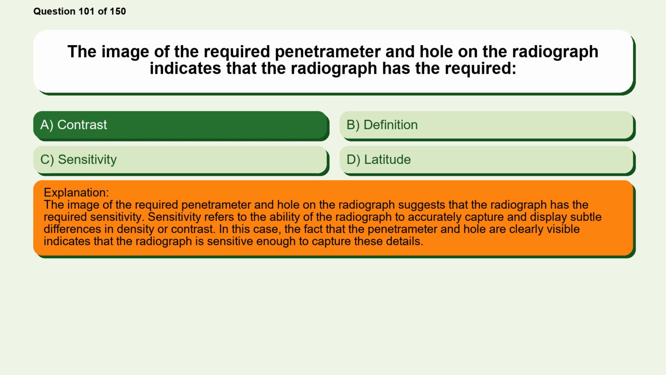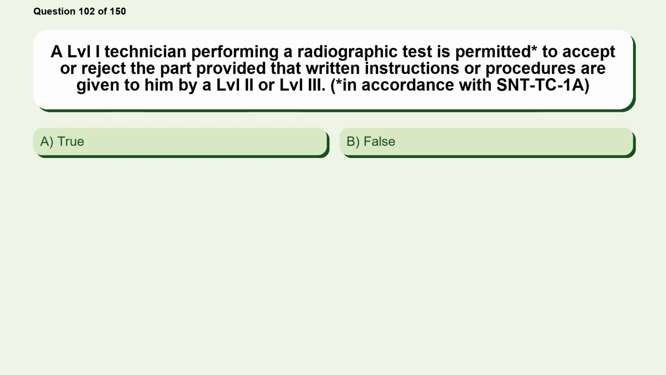The image of the required penetrometer and hole on the radiograph suggests that the radiograph has the required sensitivity. Sensitivity refers to the ability of the radiograph to accurately capture and display subtle differences in density or contrast. In this case, the fact that the penetrometer and hole are clearly visible indicates that the radiograph is sensitive enough to capture these details.